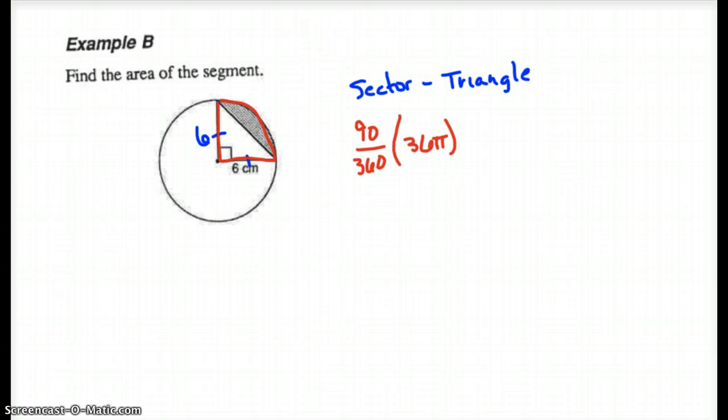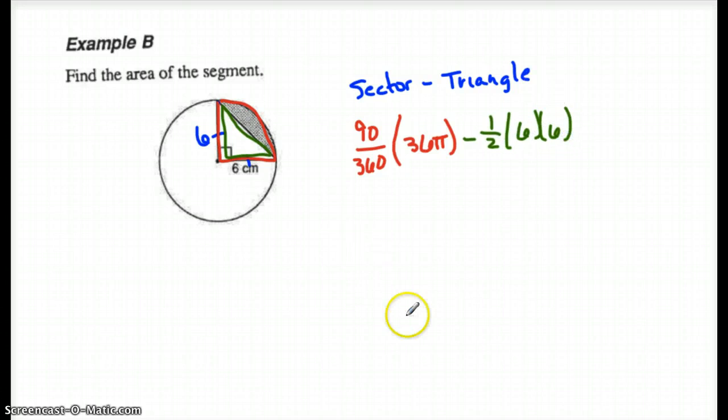From that, we are going to subtract the area of my triangle, which I'm highlighting here in green. Since these two legs of the triangle are acting as both the base and the height, the area of my triangle then is 1/2 of the base, which is 6, times the height, which is 6.